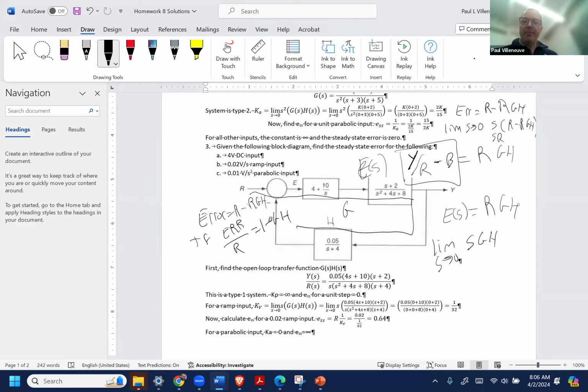So all you need to do is use your K sub P, K sub V, K sub A. This is equal to, off the top of my head, I think it's 1 plus the limit? No, sorry. This is just equal to the limit as S approaches 0 of GH. And then each of these, you just take the derivative of the previous one. So you just use your limit function to do that. You don't have to do any calculations. You just have to solve for your open loop transfer functions.